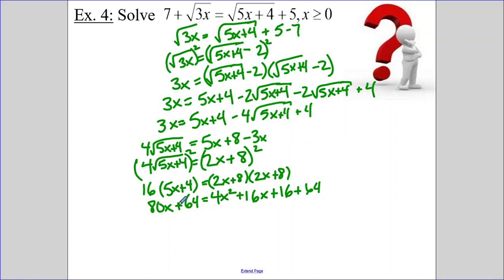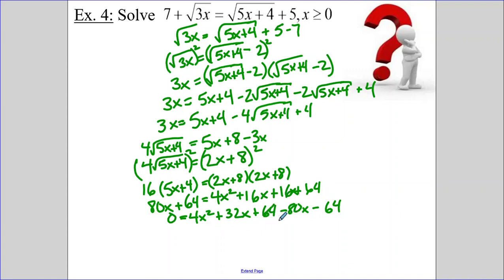Now, after that, looks like I've got a 4x term over here. I've actually got a 64 on this side already too. Oh, and I forgot the x term off of here. So I'm going to take everything and move it over to this side. 4x squared plus 32x plus 64. That takes care of all these. Minus 80x minus 64. So I've taken this, moved it over to the other side, there it is. Taken the 80x, moved it over to the other side, there it is.